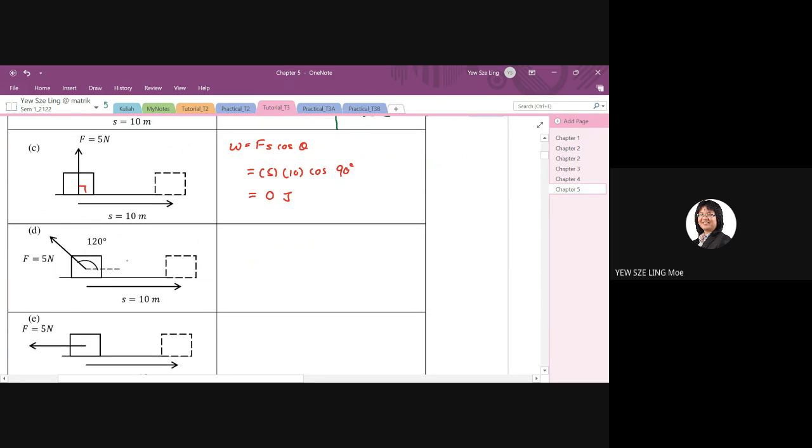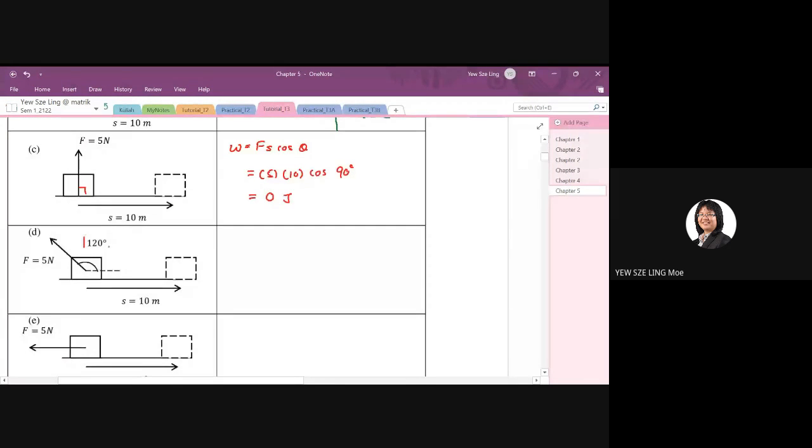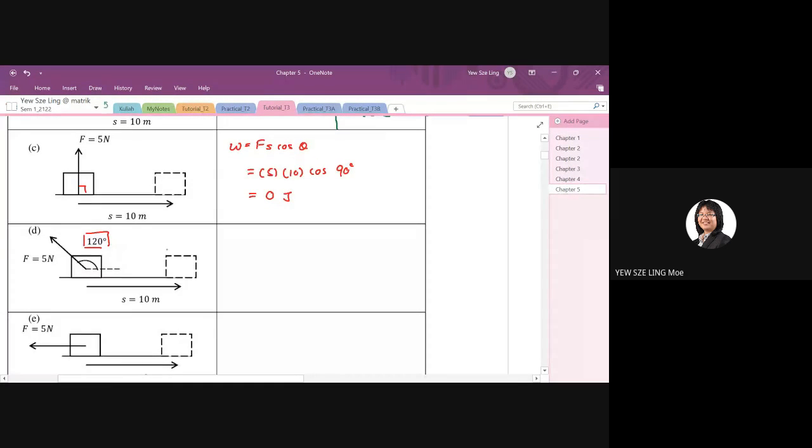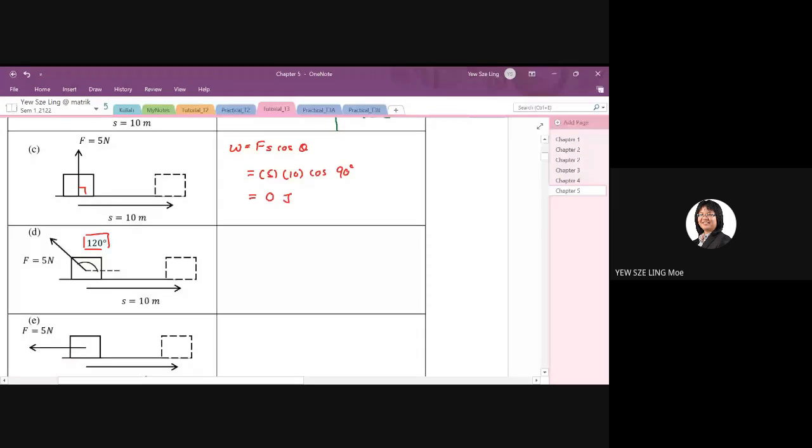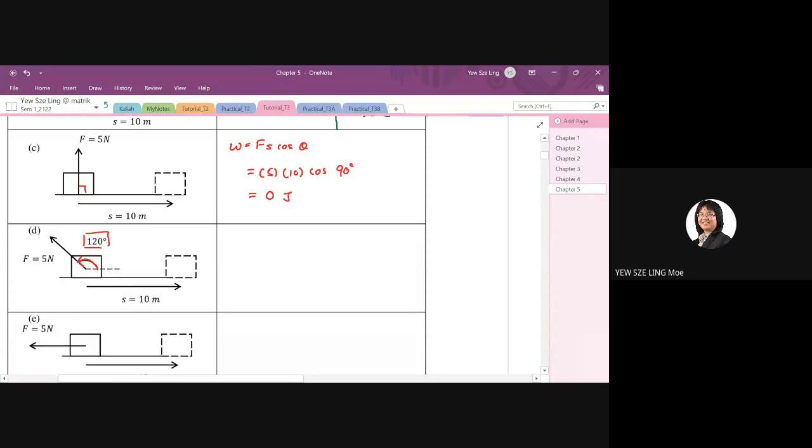The fourth question, now if you look at the question, the angle is now 120 degree. Okay, how do I know it's 120 degree? Because now my S is going to the right-hand side, and my force is going to the left-hand side. So you need to rotate the angle from the direction of S. S is on the right-hand side of the force, so you rotate it, therefore it gives you 120 degree. Okay, it forms a 120 degree in the XY plane.